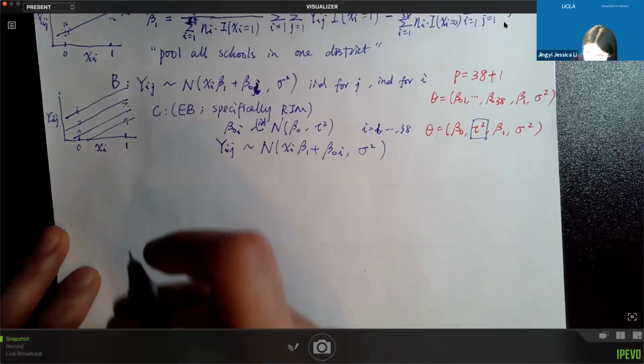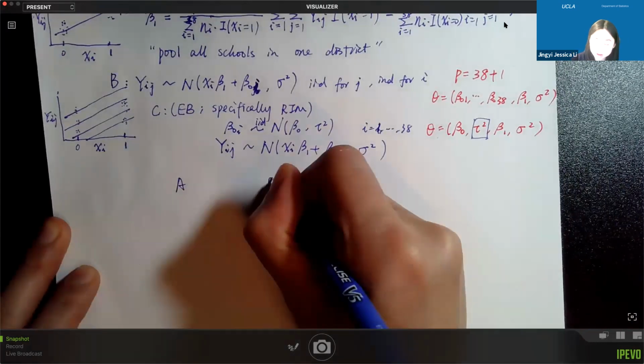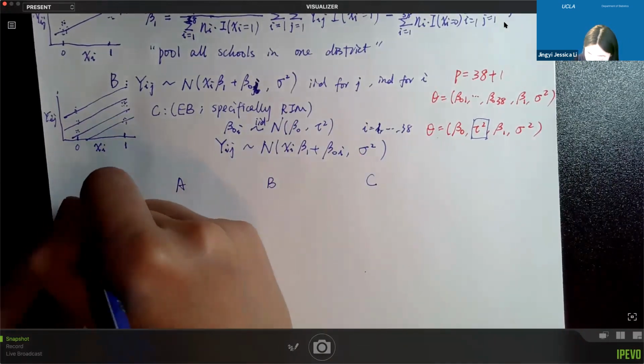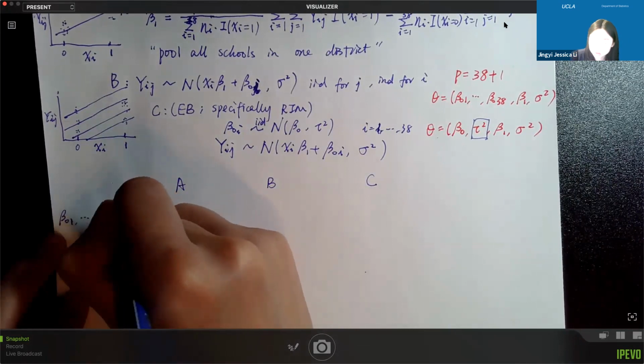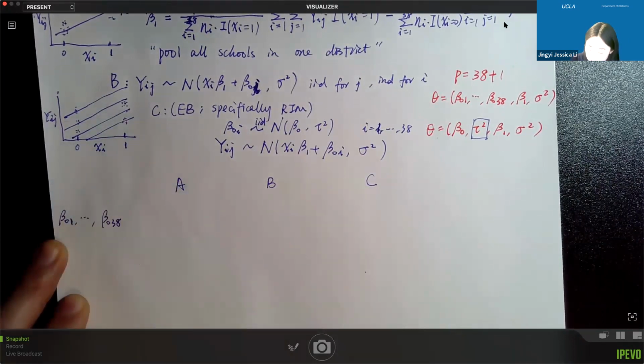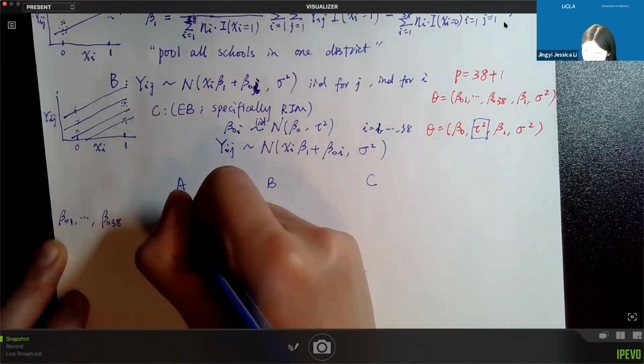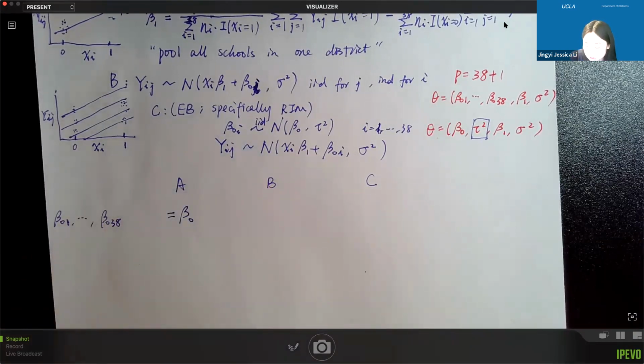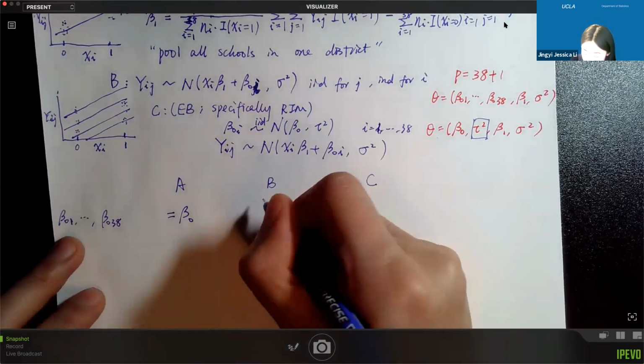Okay, so let's compare those. So A, B, and C. Let's do a comparison for beta 01 to beta 038. Under A, the assumption is that they are all equal to beta 0. So they're all common, the same intercept. Under model B, we assume that they can all be different.